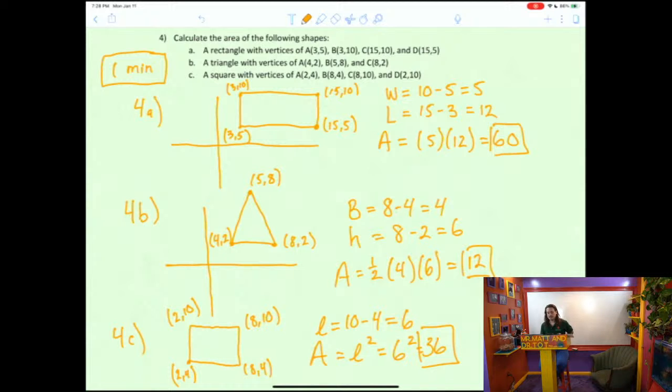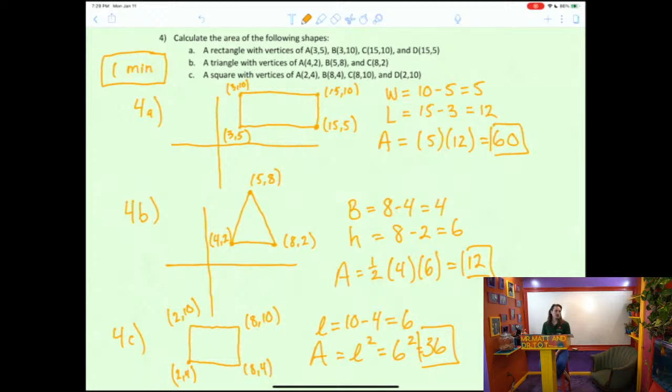And lastly, for c, we have a square with the vertices (2, 4), (8, 4), (8, 10), and (2, 10). If that kind of threw you off when you were graphing, that's because originally I was labeling everything in a clockwise manner, and now I switched the direction, so I was going clockwise around the square, counterclockwise rather, around the square.